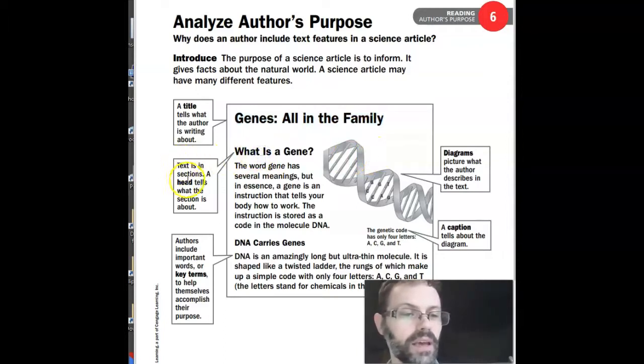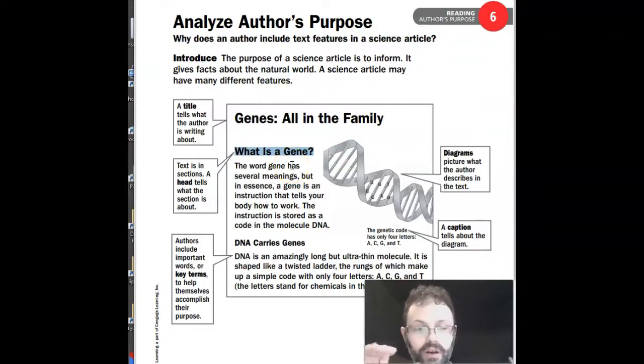Another one is a head. This is a head. This area is a section, and the head of the section is right here. A section is like a smaller part of the article, so it's like one part of a page, or maybe it's part of two pages, but it's not the whole article, it's part of the article. And each part or each section might have a head. It's kind of like a title for just that section. So why does the author ask the question, what is a gene? That could be something you ask today. Remember, you're going to be asking questions for your active reading assignment today. So thinking about why the author chose to include certain text features.